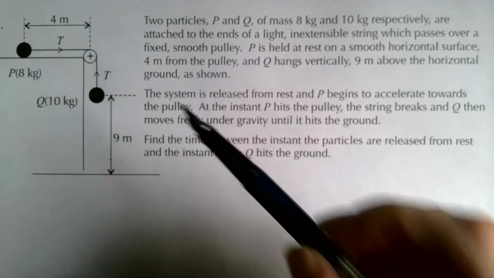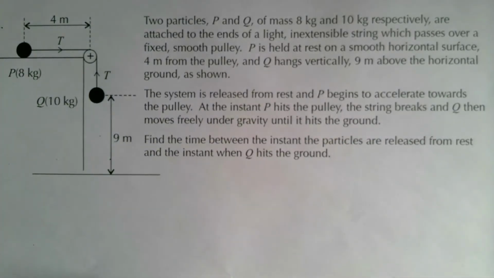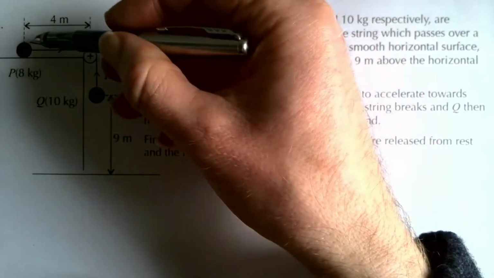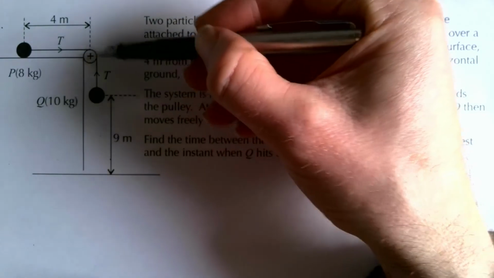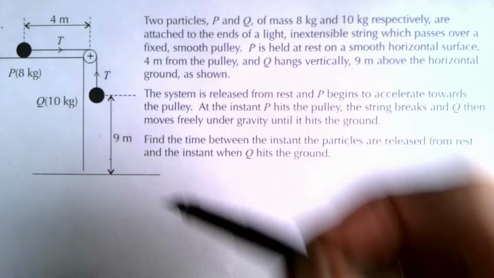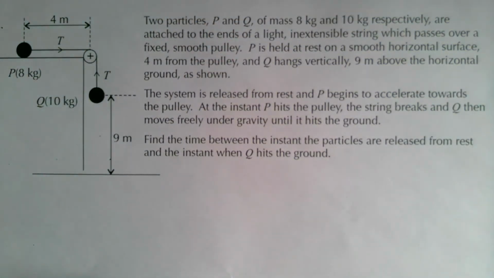What that also means is we're going to have to be working out two different periods of time. We're going to have the time whilst this pulley is being dragged along here by it, and then we're going to have the time of free fall that happens afterwards. Okay, so let's do it one little bit at a time.